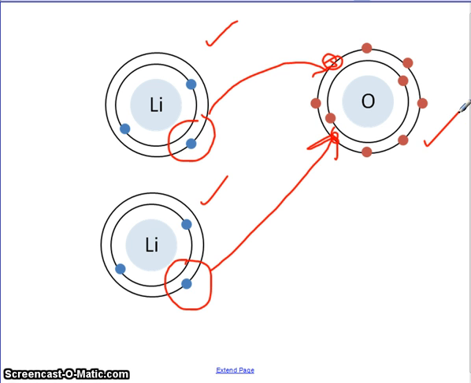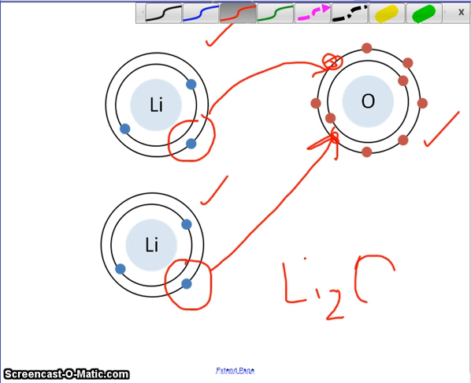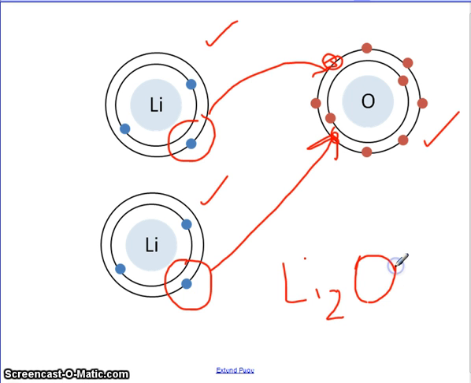The formula for this, because now there are 2 lithium atoms, we would say, okay, we have lithium, but we have 2 of them. So we use a subscript to show that there are 2 lithiums. And oxygen, of course, we don't have to write a 1 for oxygen. When there's no number there, we understand it to mean 1. However, for lithium, since in this case there are 2 lithiums, we do have to specify that there are 2 lithiums to make it stable: Li2O.